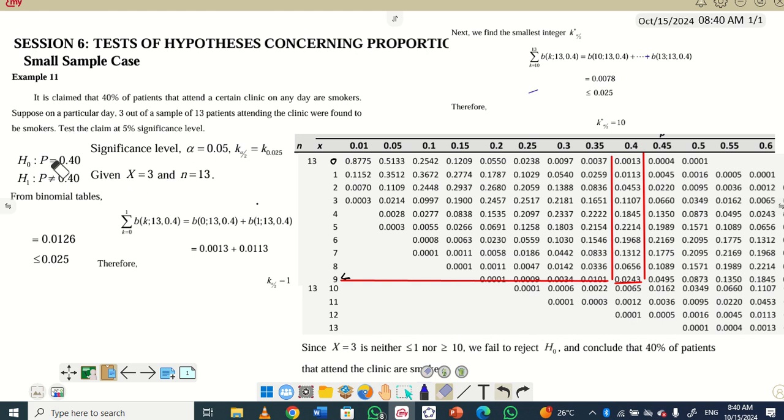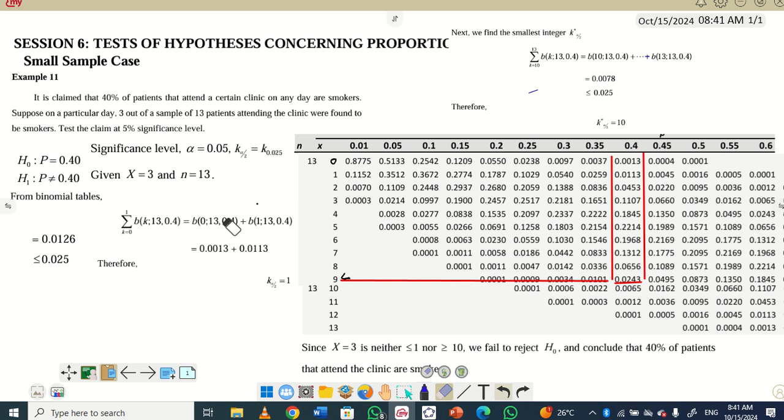So we have our hypothesized proportion of 0.40. The alternative is here, which is a two-tailed hypothesis. We have been given the number of successes, that is those who smoke, X is equal to 3, and the sample size, which is very small, less than 30, is N is equal to 13. So this is where I want to explain this whole thing for you to understand.